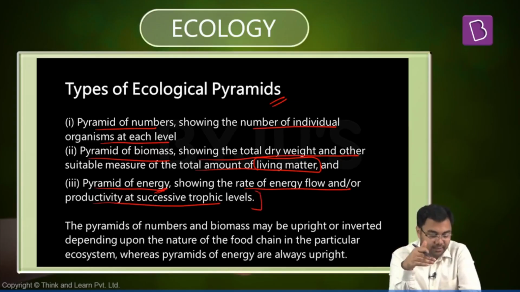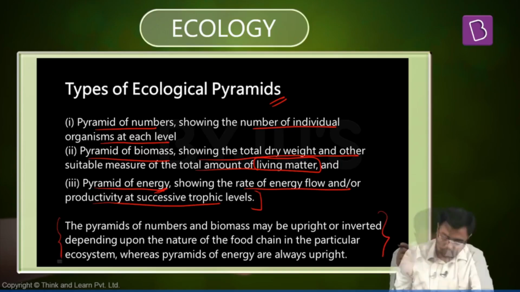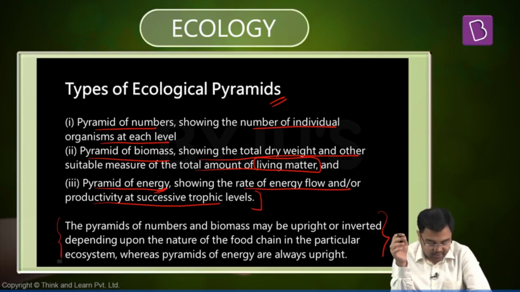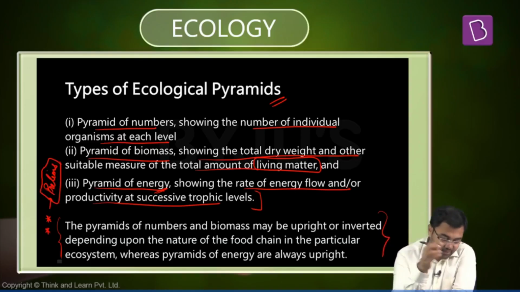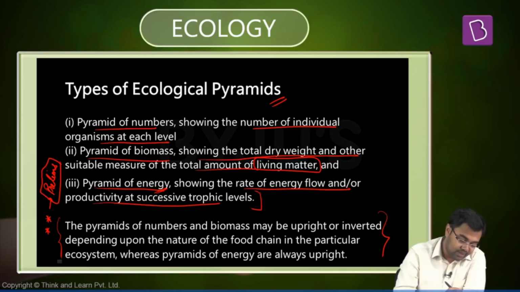So these are the three types of pyramids that depict the number or the biomass or the energy in any given trophic level. The pyramids of numbers and biomass can be upright or inverted, but the pyramid of energy will always be upright. Please remember this fact. This is a very, very important fact for your prelims examination.